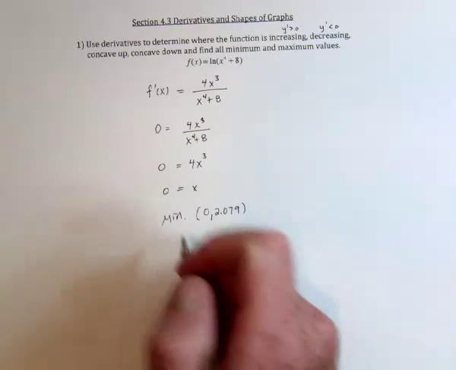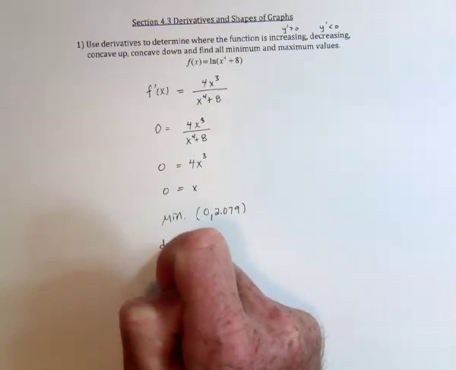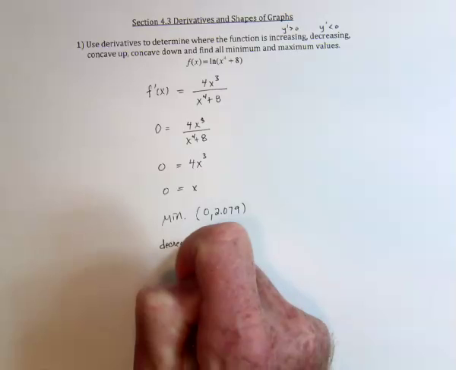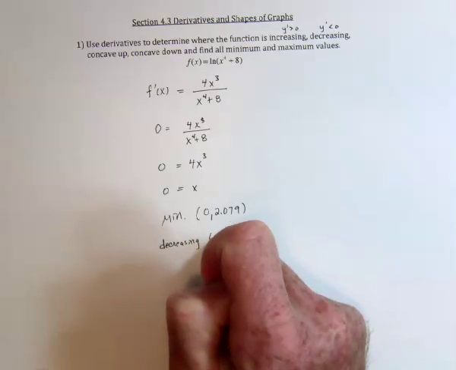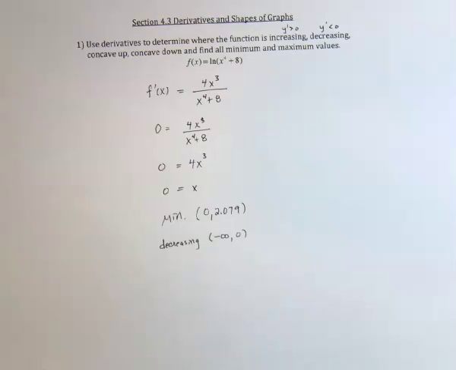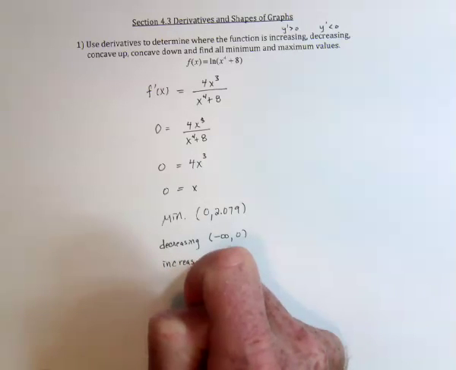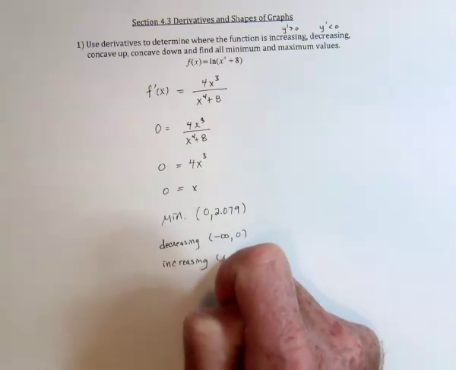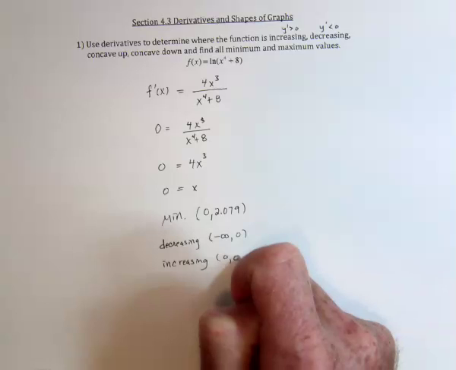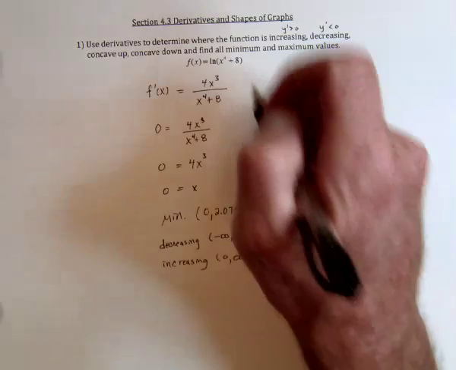So we're nearly more than halfway done. So decreasing from negative infinity to 0, but not including 0. So decreasing on the left side and increasing on the right side from 0, but not including 0, then all the way to positive infinity and beyond.